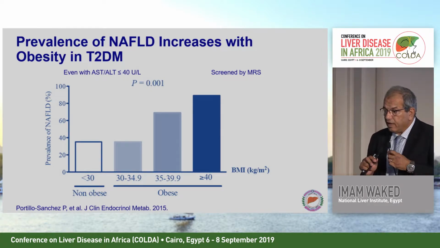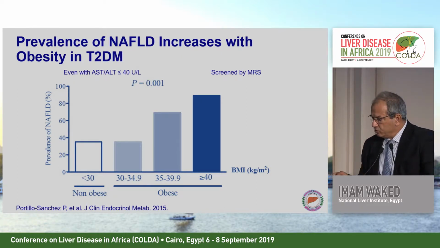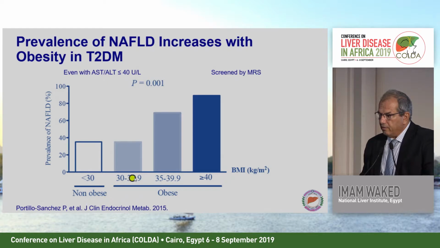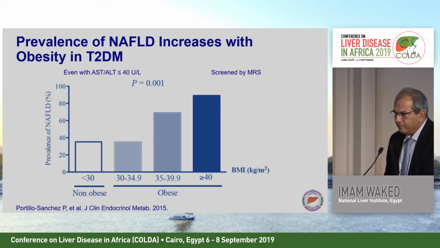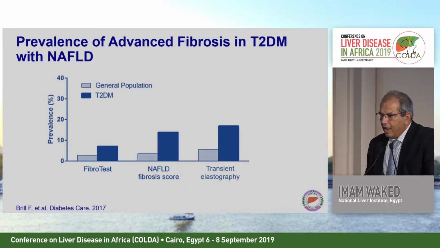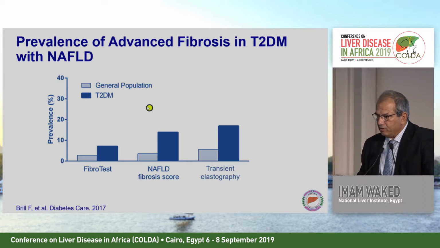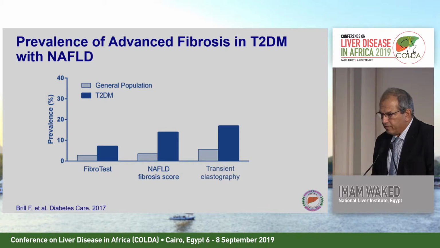The prevalence of non-alcoholic fatty liver disease increases with obesity and diabetes. Diabetics who gain weight have more chance of having non-alcoholic fatty liver disease, and if the BMI is above 40, almost 90% of them have non-alcoholic fatty liver disease if they have diabetes. And advanced fibrosis also increases in diabetics who have fatty liver disease, whether it's tested by fibrotest, fibrosis score, or transient elastography.